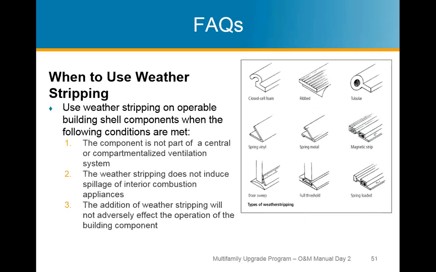And then weather stripping. So use weather stripping on all operable building shell components if and when the following conditions are met. So one, the component is not part of a central or compartmentalized ventilation system. We never want to impede intentional ventilation with our weather stripping.